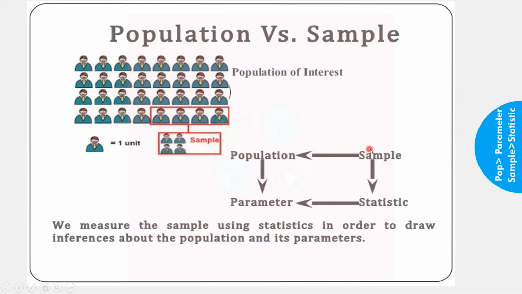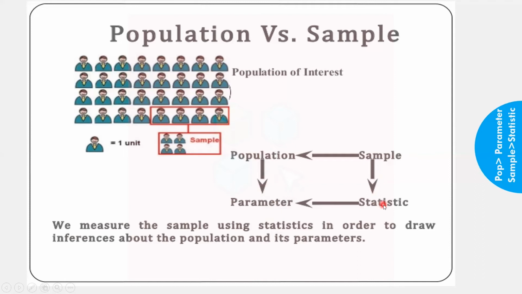Population and sample, the relationship between these two is in this way: the sample is selected from the population, so the arrow goes towards the population. This arrow shows that the sample is selected from the population. The parameter is calculated from the population, that's why the arrow tends to the parameter. So the parameter is obtained from the population. In the same way, the statistic is obtained from the sample.